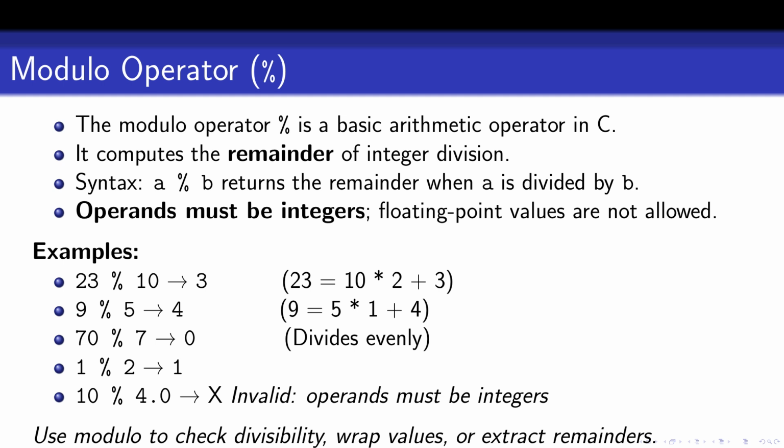But here's something to watch out for: both operands must be integers. You can't do something like 10 modulo 4.0. That would result in a compile time error, because the modulo operator doesn't work with floating point numbers. Modulo is especially useful for checking divisibility, wrapping values in loops, and working with digit-based calculations, such as getting the last digit of a number. You'll see modulo come up often in logic, especially when working with conditionals, counters, or arrays.